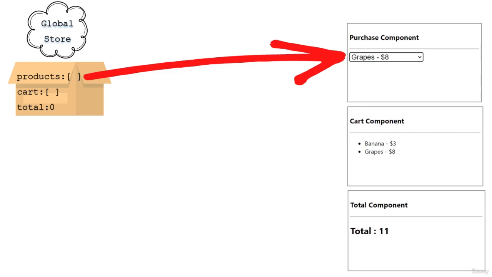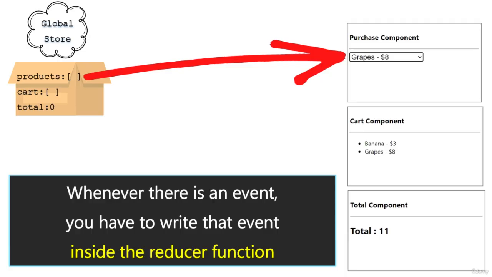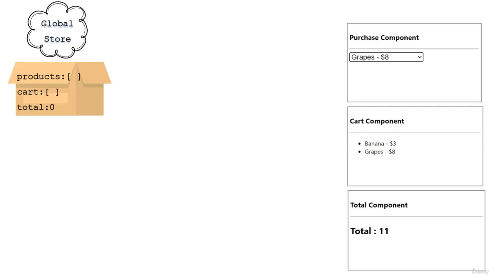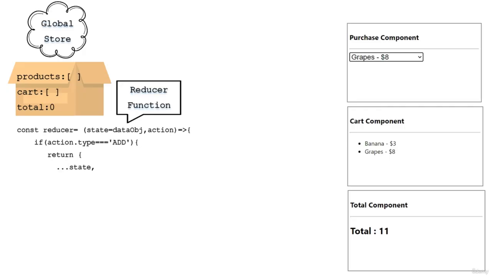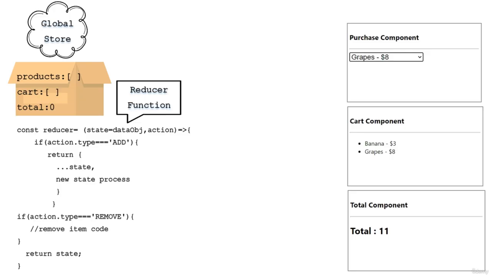This means there is an action, there is an event. Whenever there is an event, you have to write that event inside the reducer function. What I mean to say is, for example, there is a function. Remember, I am writing just a function here where I am writing the process of adding the data to the cart. This means reducer is a kind of global function which can access the global store.